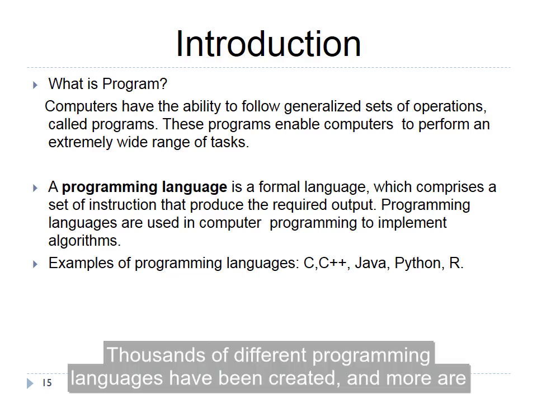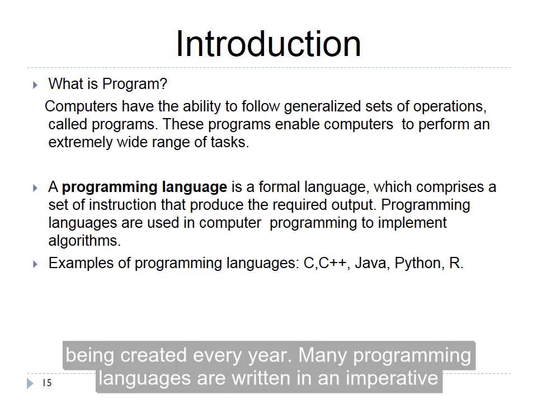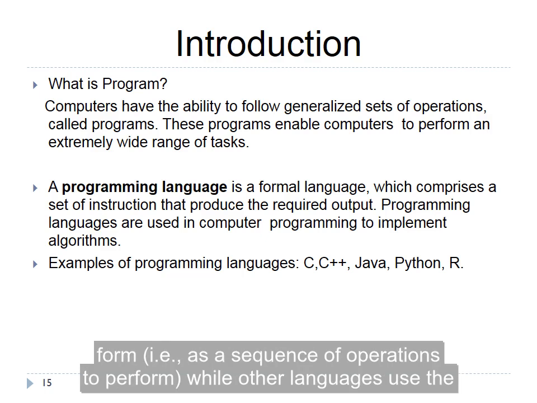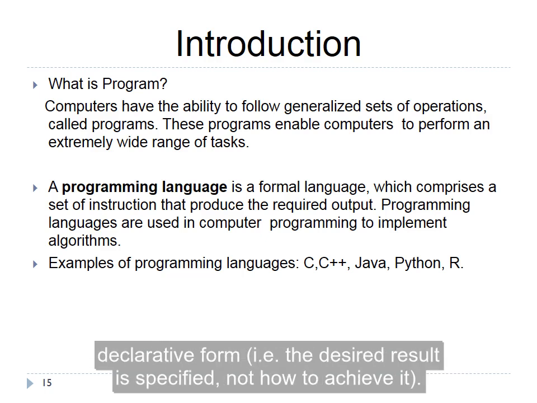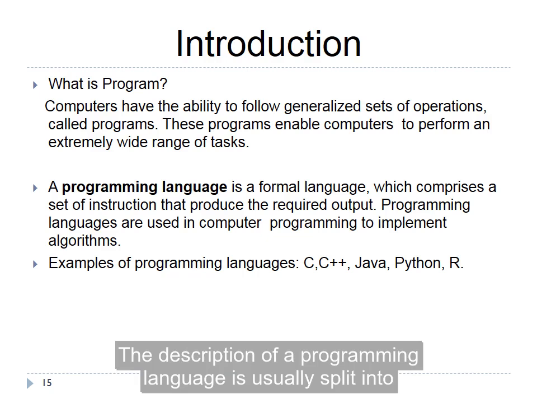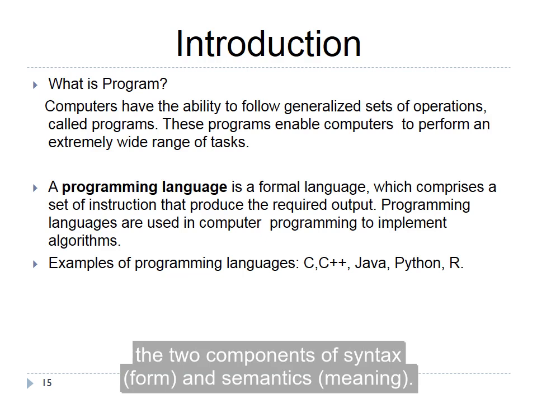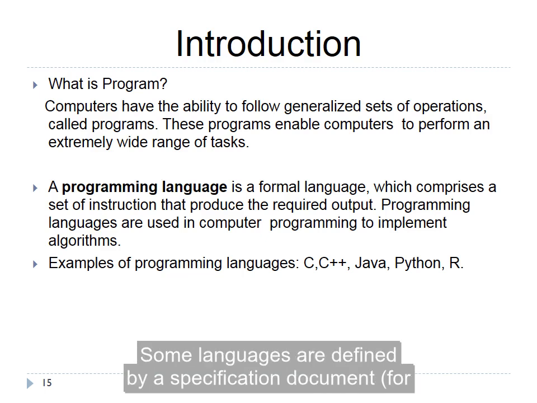Thousands of different programming languages have been created, and more are being created every year. Many programming languages are written in an imperative form, while other languages use the declarative form. The description of a programming language is usually split into the two components of syntax and semantics. Some languages are defined by a specification document.